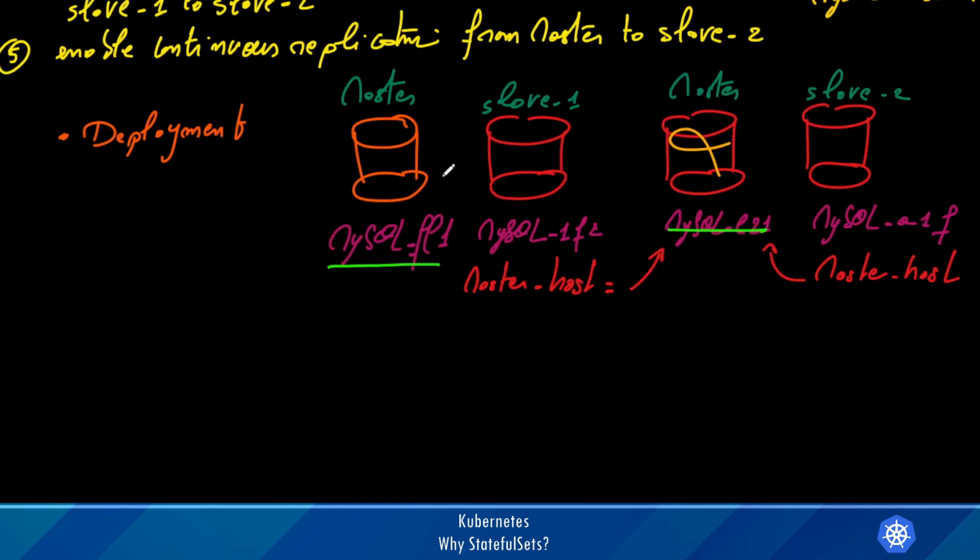So when this pod goes down, a new pod will be created with a different IP address. So the problem we have here with the deployment object is that we can't make sure that the master comes first and then the slaves. And the second problem is that we can't make sure that the master is always available at the same address. And that's why in Kubernetes we have another object that we can use to deploy stateful applications, which is the StatefulSet object. So to avoid the problems that we have with the deployment, we can deploy our MySQL instances using the StatefulSet object.